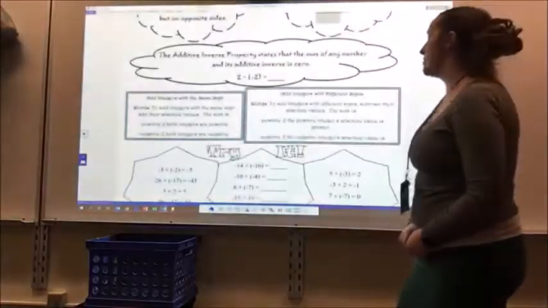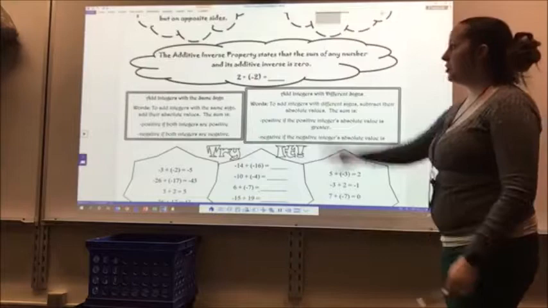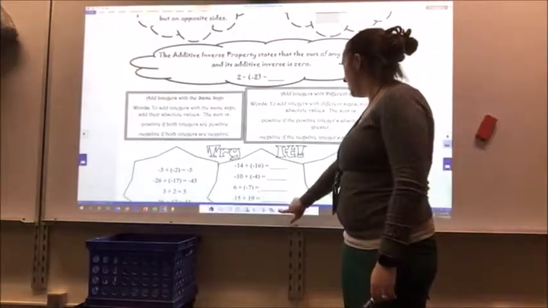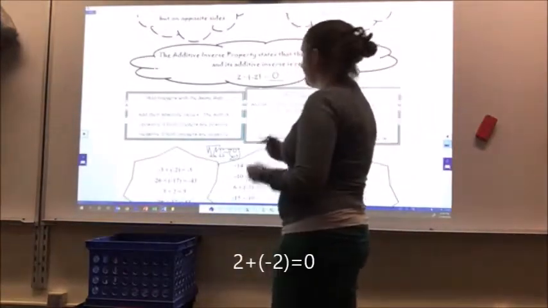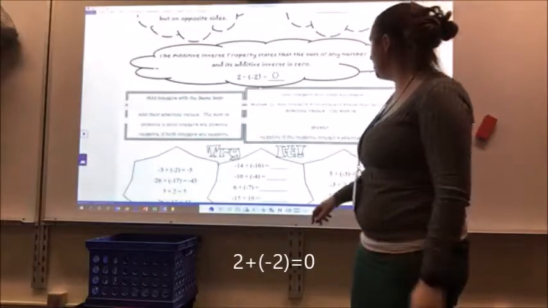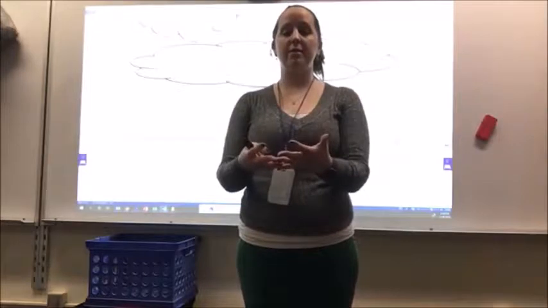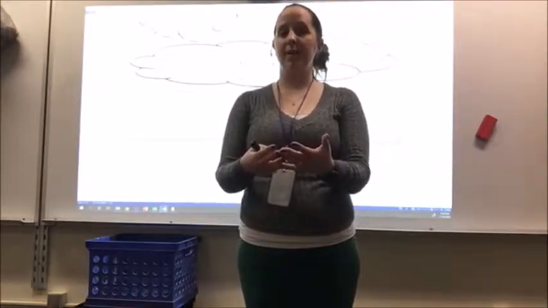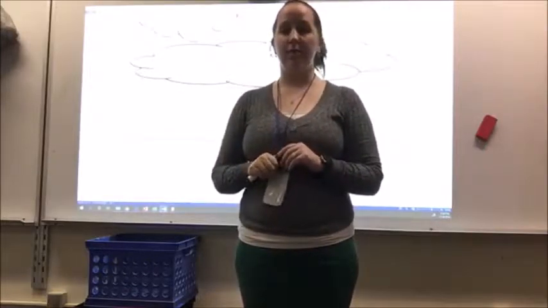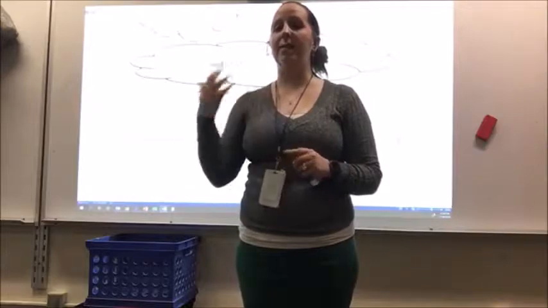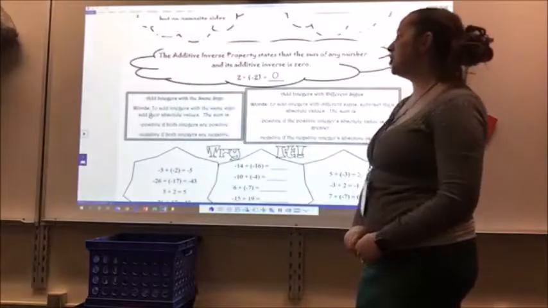The additive inverse property states that the sum of any number and its additive inverse is 0. So 2 plus -2, these are additive inverses, 2 and -2, so they'll add to be 0. Okay? So you can think about it this way too. If you gave me $2, right, and then I gave it back to you, I don't owe you any money, okay? If I borrowed $2 and then I paid it back, I don't owe any money, okay? So it's 0.